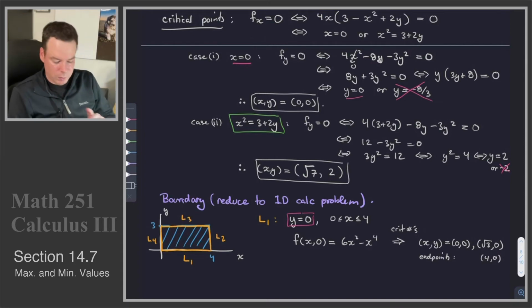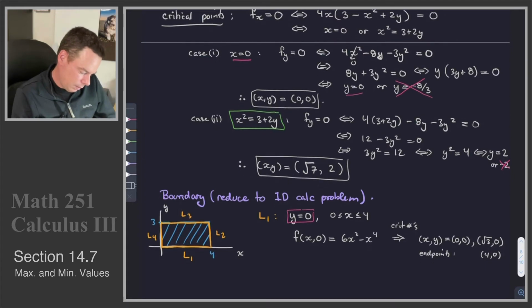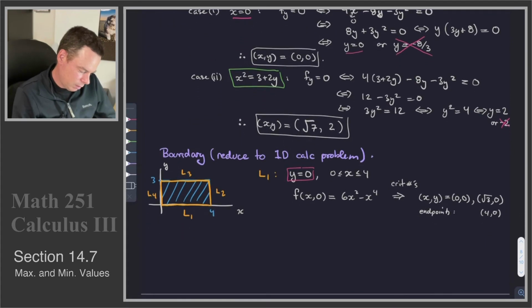So that's what we got. We've got two critical points, and we've got this endpoint, the x equals 4 endpoint. Those are the possibilities for maximum and minimum values of our function f along that boundary curve. Let's do the next boundary curve, L2.